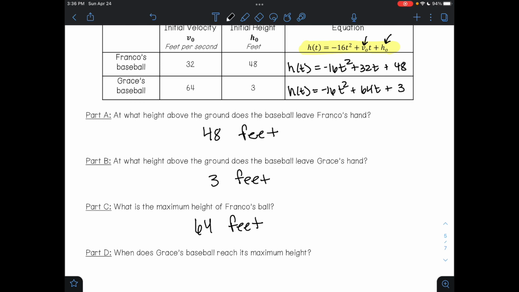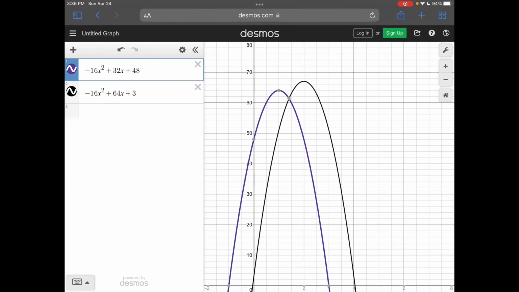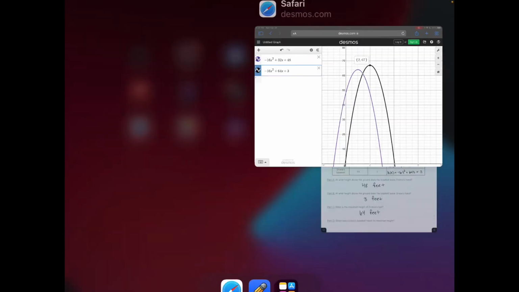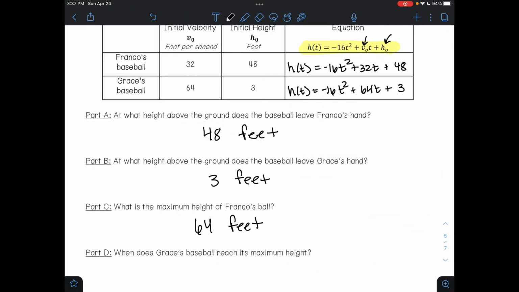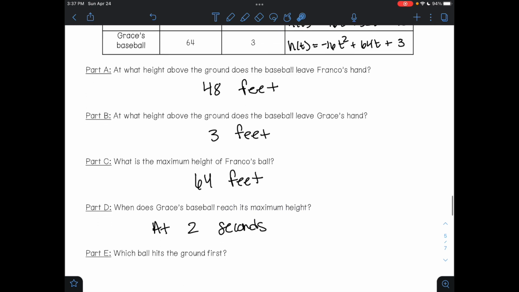Part D says, when does Grace's baseball reach its maximum height? Well, Grace's equation is the second one, so that's the black one. Her maximum height is 67 feet, but they want to know when, and so her maximum height happens after 2 seconds. So again, the previous one was asking for the maximum height. This one wanted to know what time we reach the maximum height.